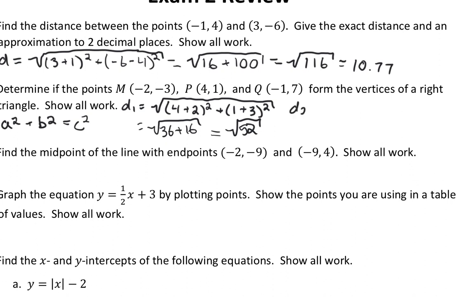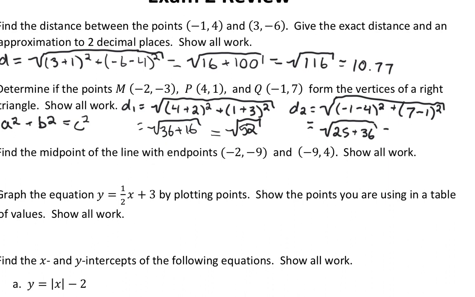Now d2, let's have that be equal to the distance between point P and point Q. So that would be the square root of -1 minus 4 squared plus 7 minus 1 squared, square root of that. And that will be equal to the square root of 25 plus 36, and that is equal to the square root of 61.